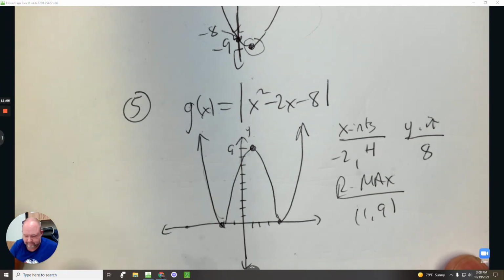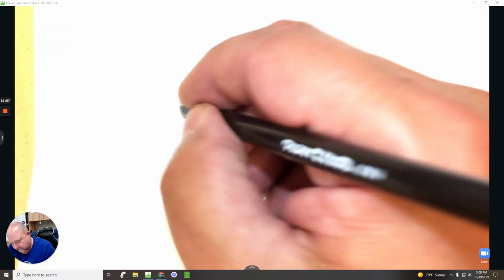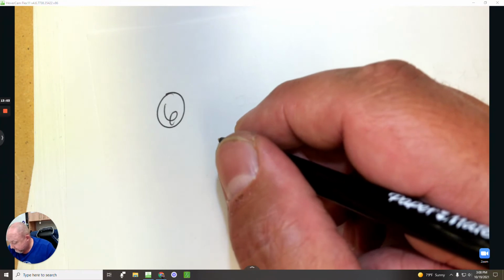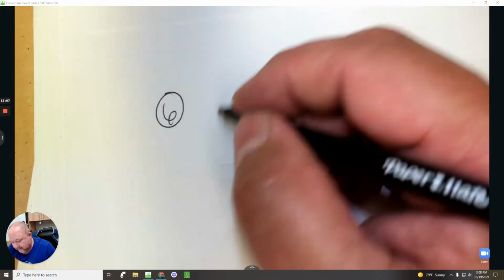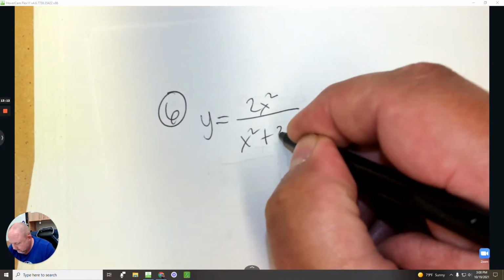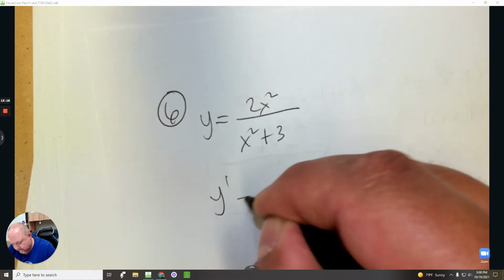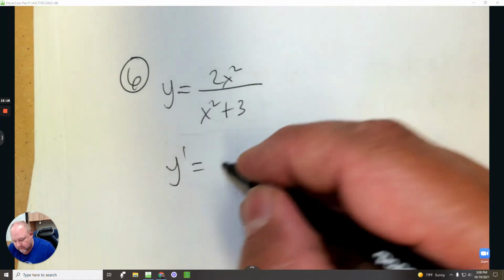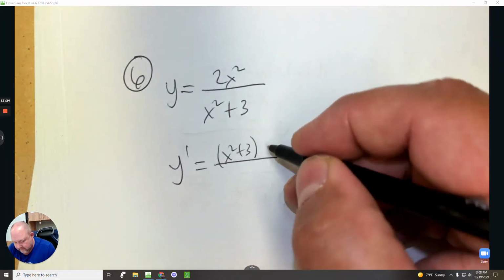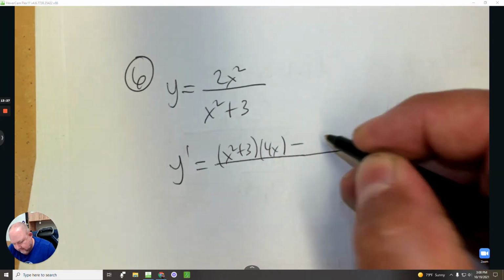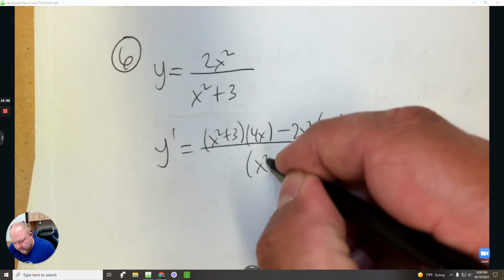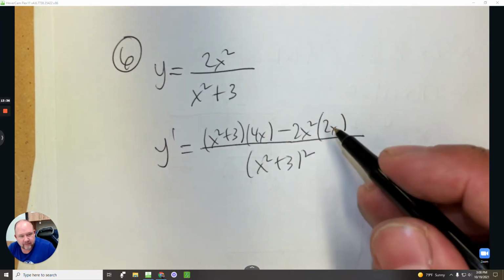All right, number 6. Find the relative extrema, points of inflection, end behavior, and graph without a calculator. So I'm going to find the derivative by doing the quotient rule. The bottom times the derivative of the top minus the top times the derivative of the bottom, and then the bottom squared. I'm going to simplify this.